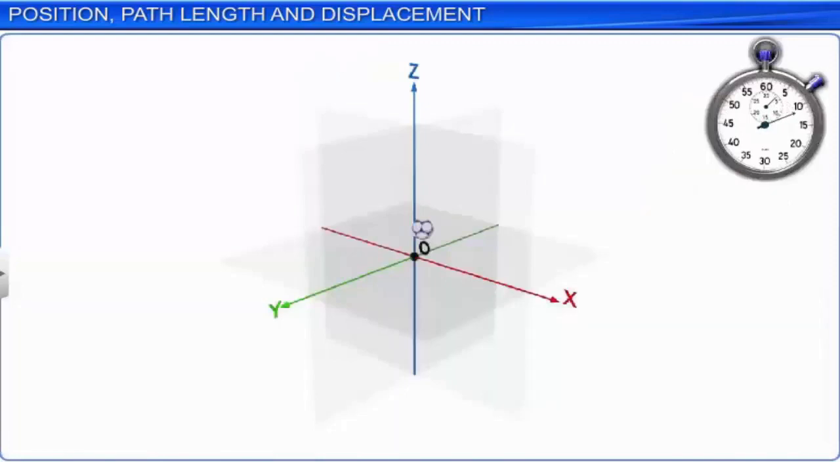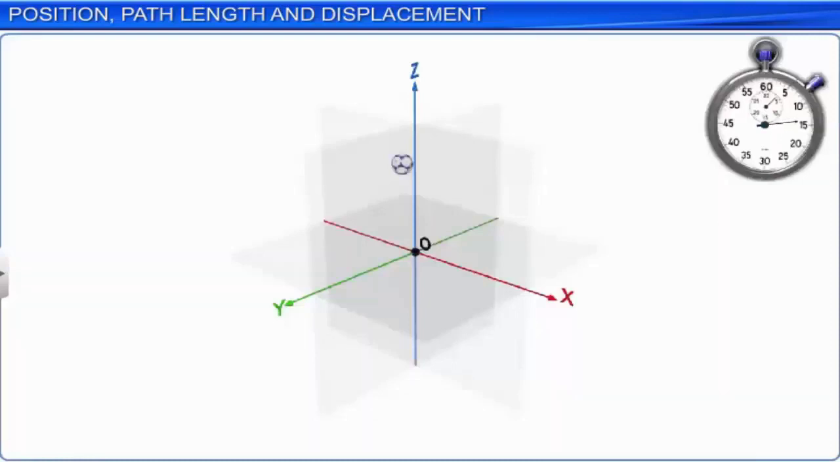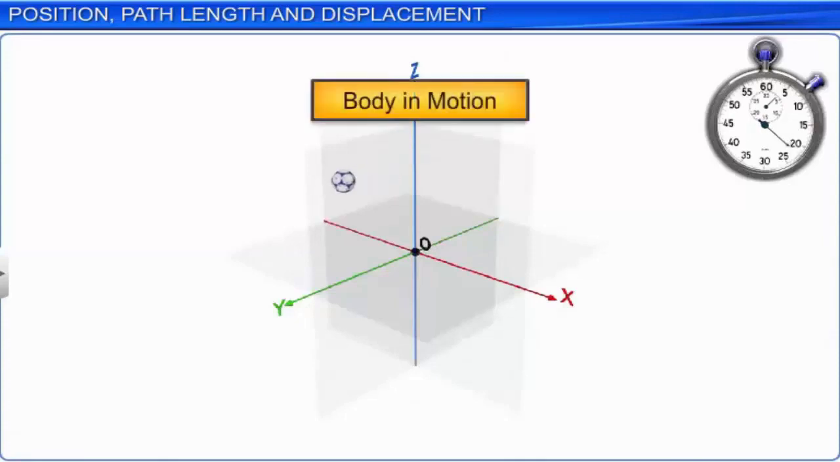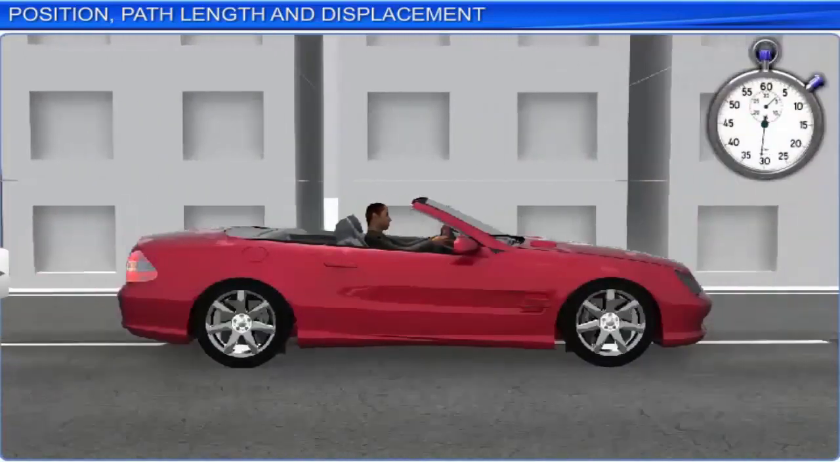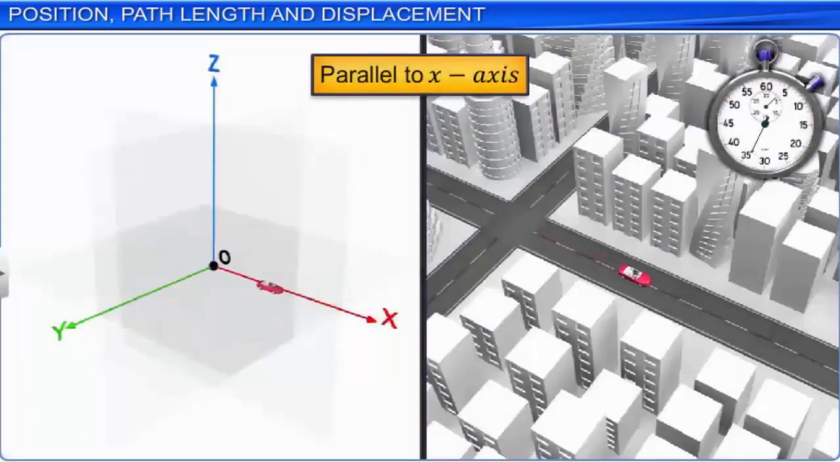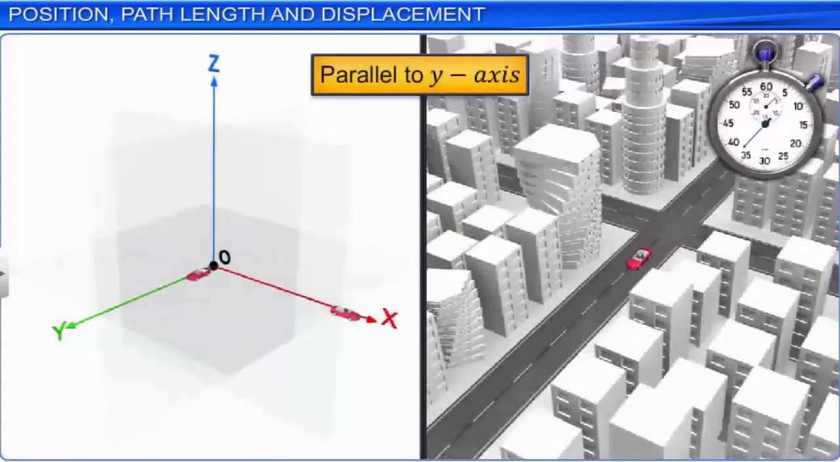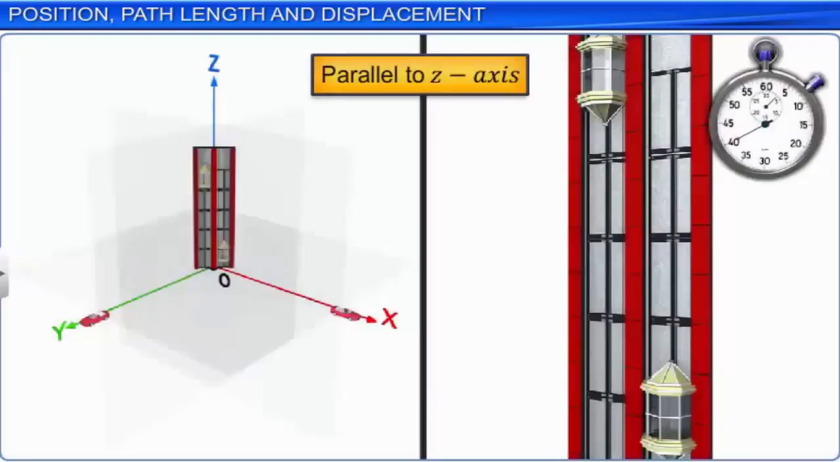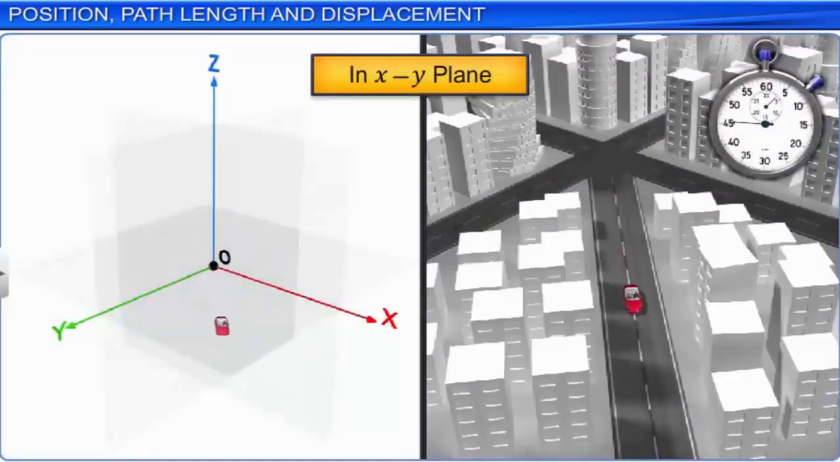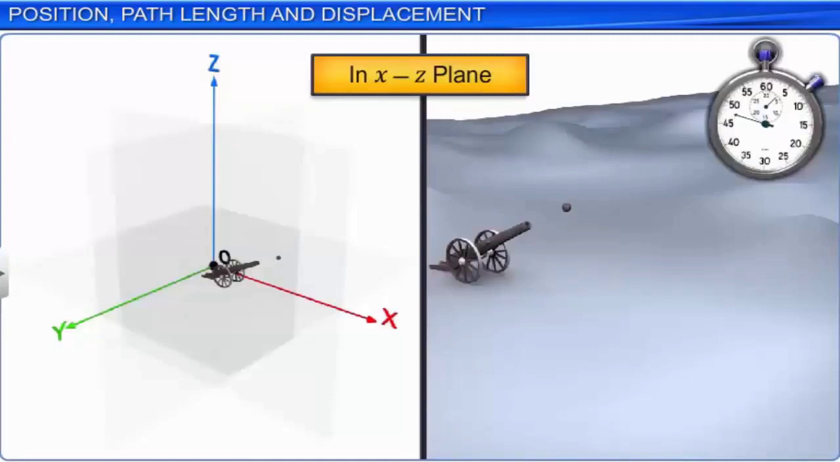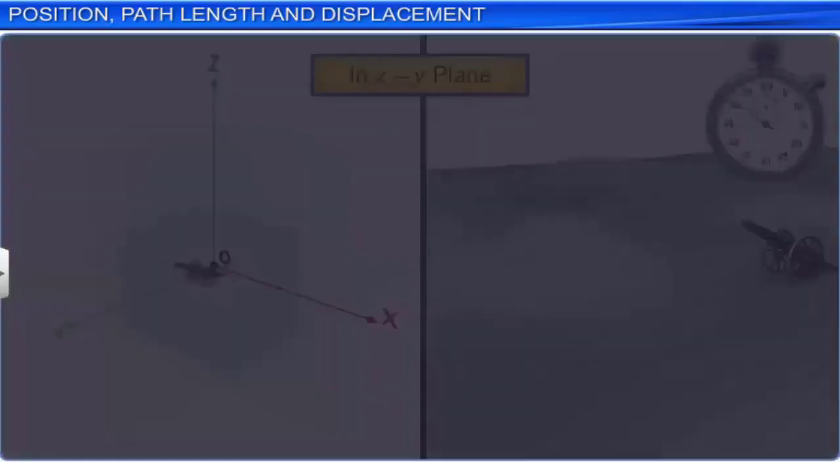A stopwatch is included to complete the frame of reference. When any one or more of the coordinates change with time, the body is said to be in motion with respect to the frame of reference. The motion of a body with respect to the frame of reference could be parallel to the x-axis, parallel to the y-axis, parallel to the z-axis, in the xy plane, in the xz plane, in the zy plane, or in space.